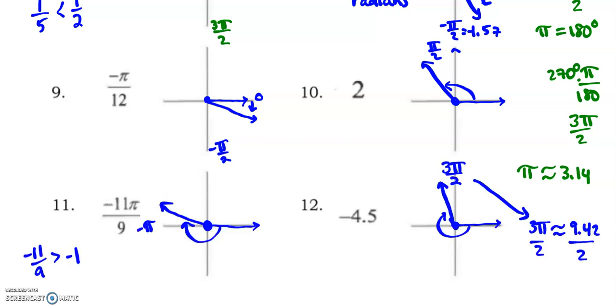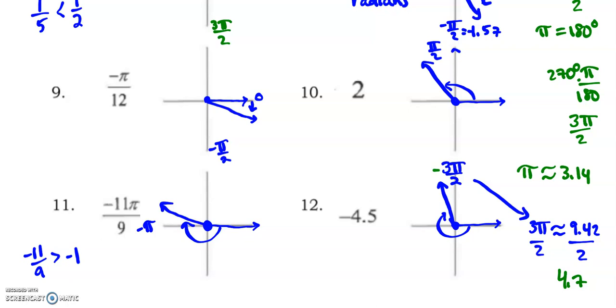All right, folks, the last 2 we had to look at were 11 and 12. If you look, -11/9 is going to be bigger than -1, so that's going to go just into that 2nd quadrant as it passes -pi. And then 12 takes a little bit of approximating. 3 pi would be like 9.42. If we cut that in half, that's probably going to be maybe 4.7. So this -4.5 should be just a little bit before that vertical at -3 pi/2.